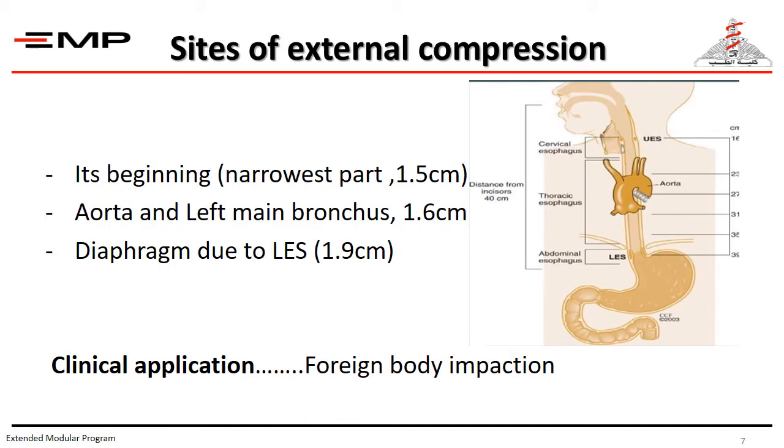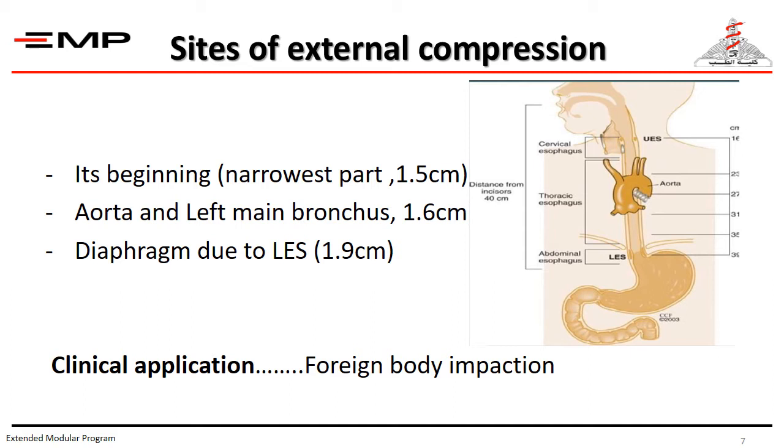We have three sites of external compression of the esophagus. It is not true narrowing, but just compression from outside. The first site is at the beginning of the esophagus, the junction between the esophagus and the hypopharynx. It is the narrowest part, about 1.5 cm.